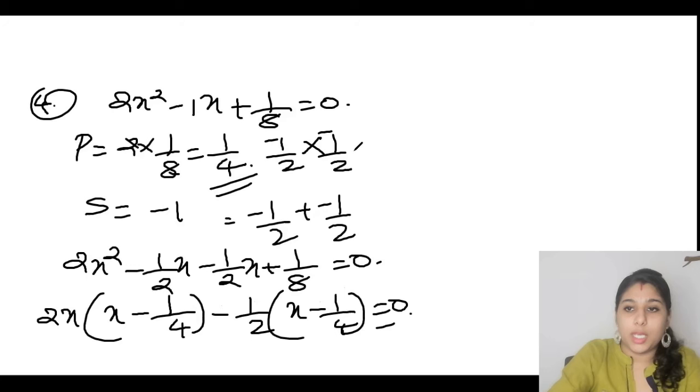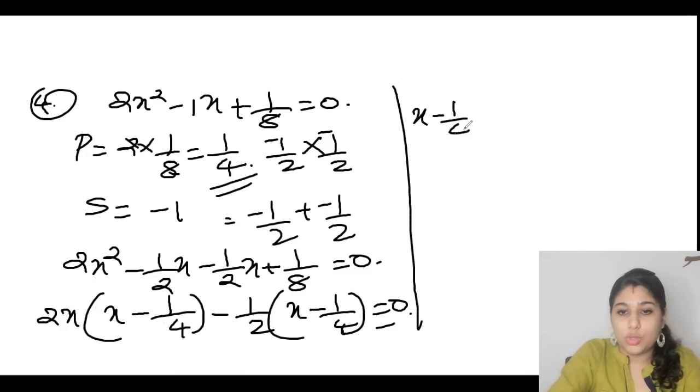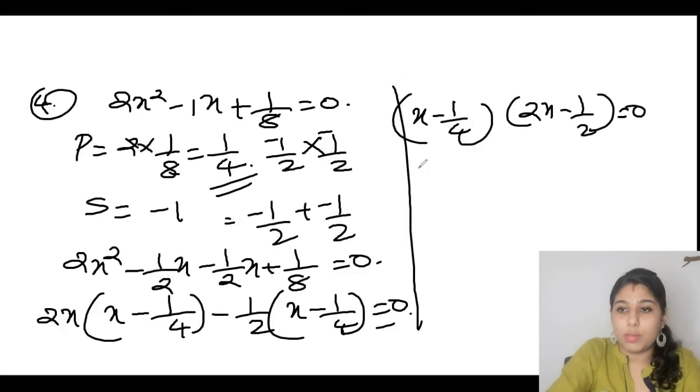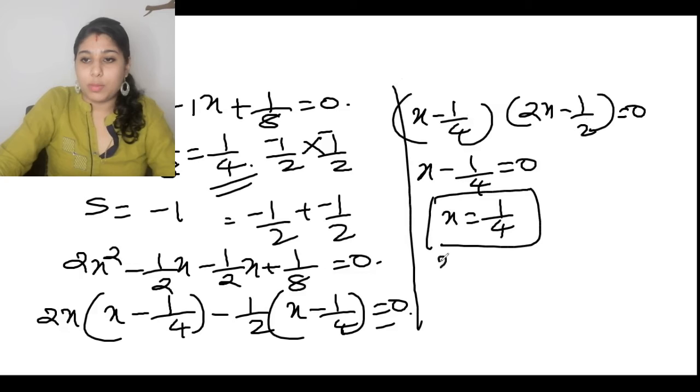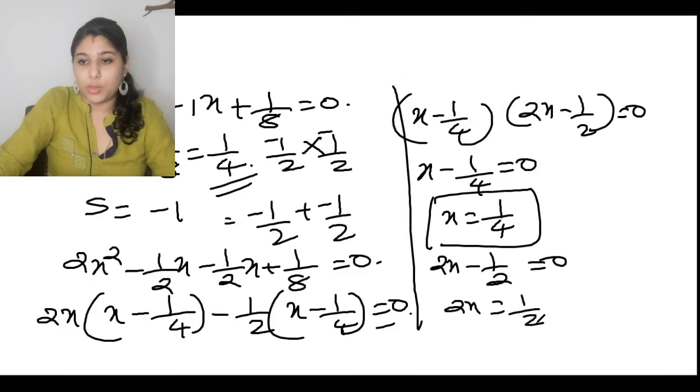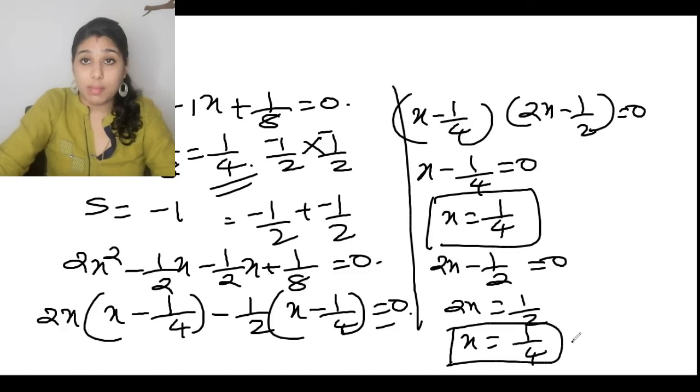So as I am taking the common factor out, that is (x - 1/4)(2x - 1/2) = 0. So if x - 1/4 is 0, x will be 1/4. And if 2x - 1/2 is equal to 0, 2x will be 1/2 and x will be 1/2 divided by 2, that is again 1/4. So here x has the same and equal roots, that is 1/4, 1/4. These are the roots.